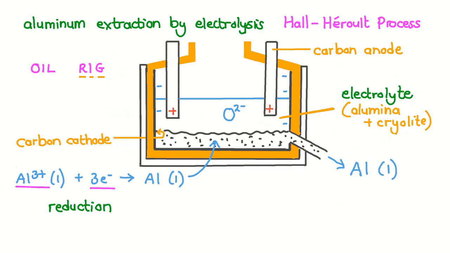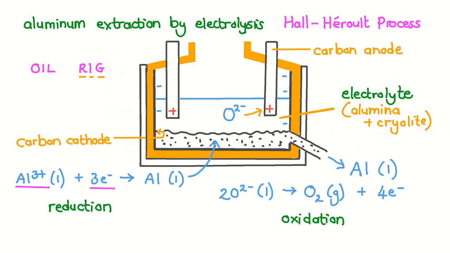Negatively charged oxide ions from the alumina move towards the anodes, and the reaction which occurs is shown by this half equation. This is an oxidation process. Oxidation is the loss of electrons, and we can see that these 4 electrons are being removed from the oxygen. In the process, oxygen gas is produced which bubbles off.